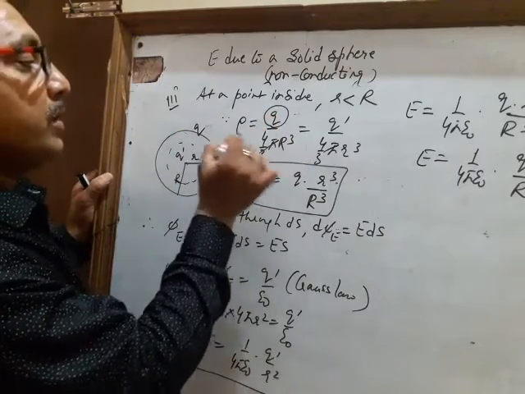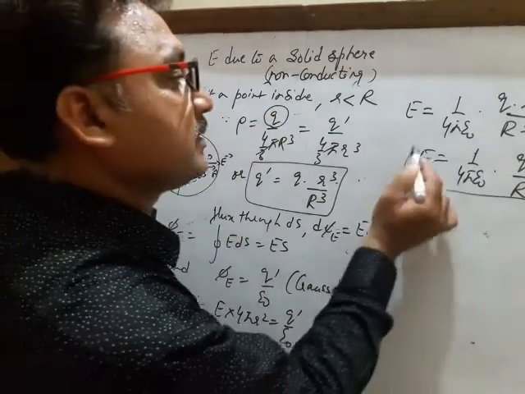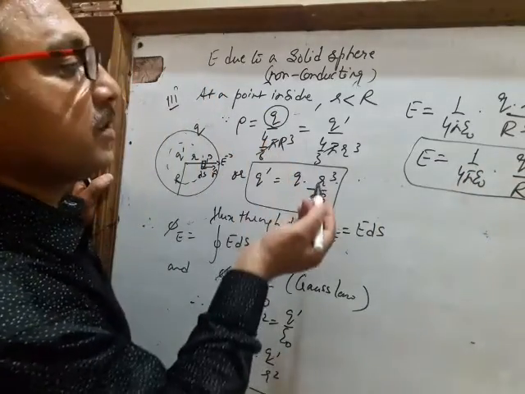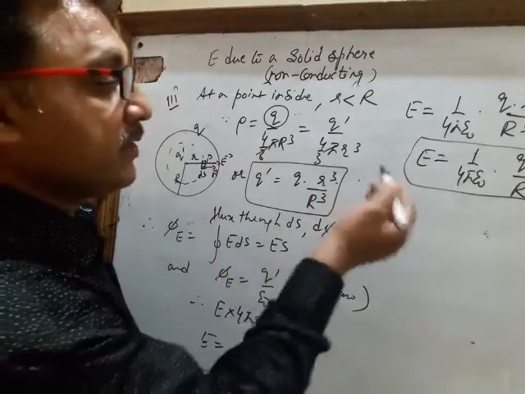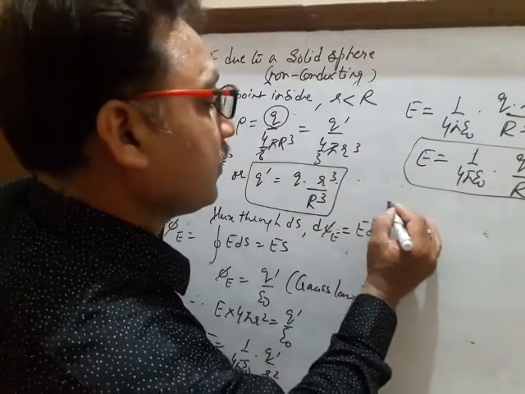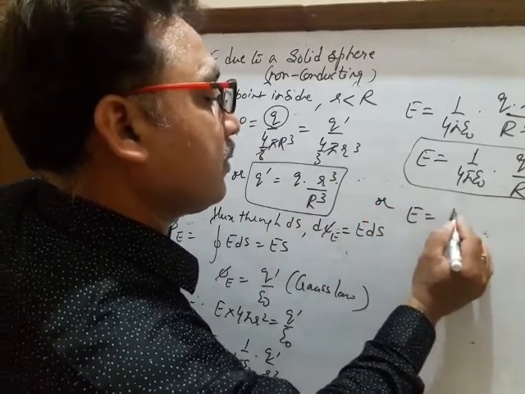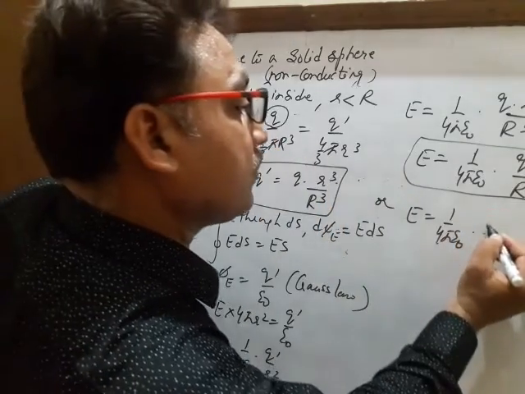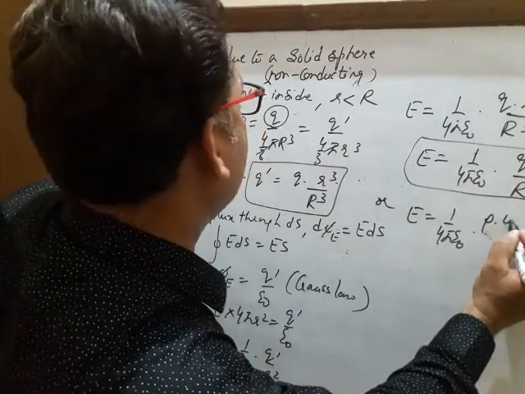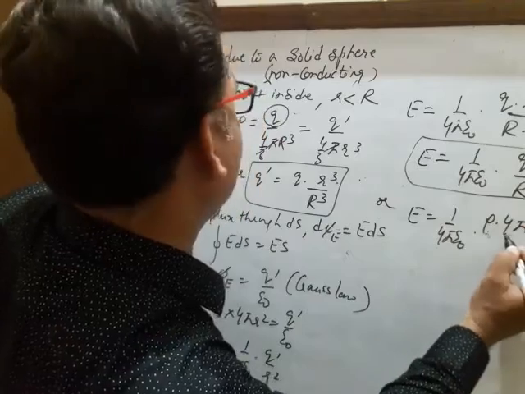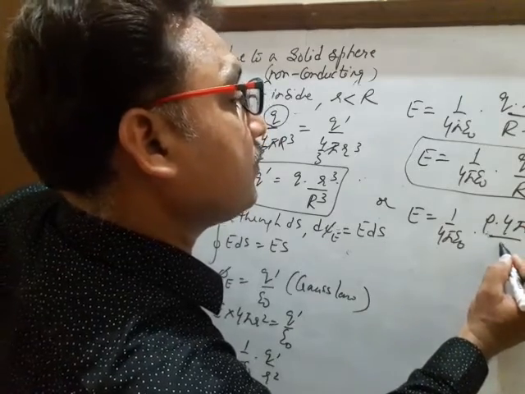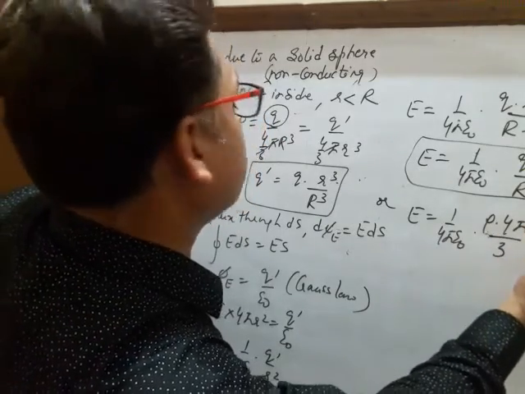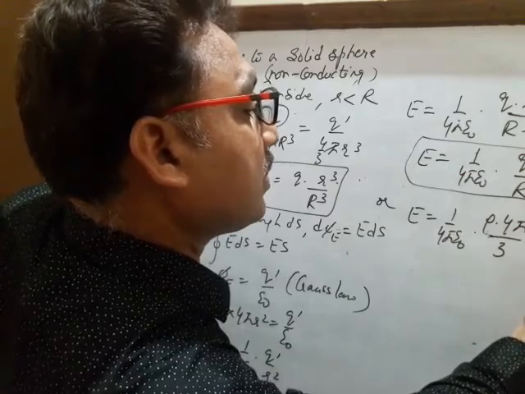What is Q? Rho into this. Now, this is the formula. In terms of volume charge density, we get the final form of the formula: E equals 1 by 4 pi epsilon naught. And what is Q? Rho into 4 pi R cube upon 3, into r small upon R cube capital.